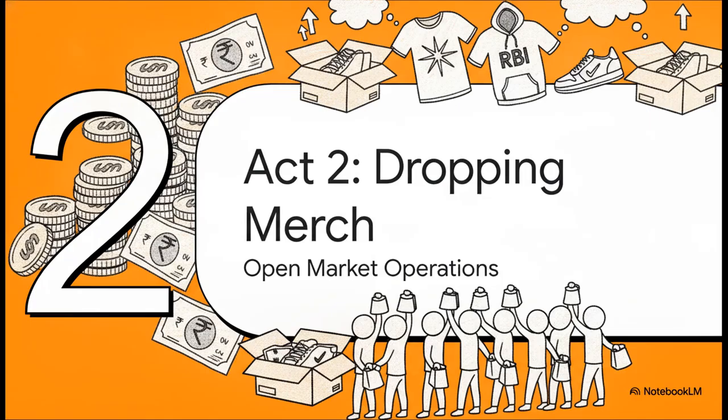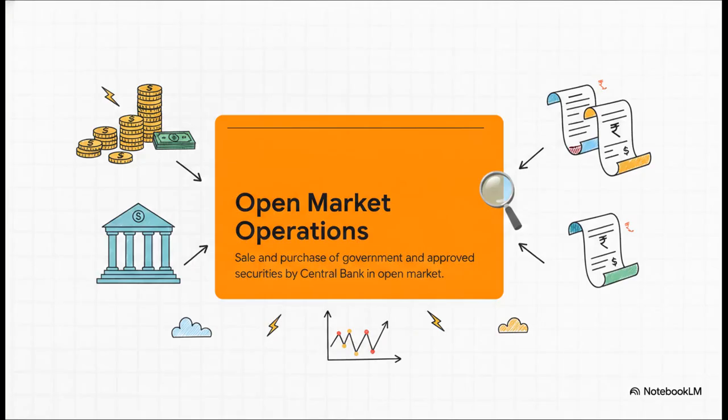That brings us to Act 2, dropping and snatching merch, or as the textbooks call it, open market operations. All right, you definitely need to know this exact definition for the test. Open market operations, or OMO, is the sale and purchase of government and other approved securities by the central bank in the money and capital markets. Simply put, it's just the buying and selling of bonds. But the mechanics of how this actually controls the cash flow, that is where the magic really happens.